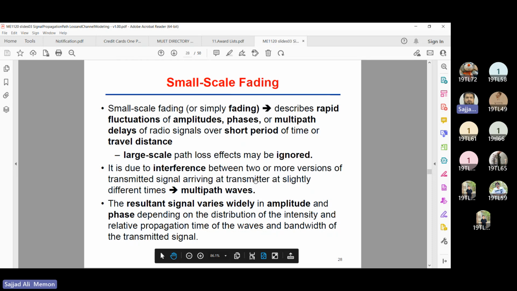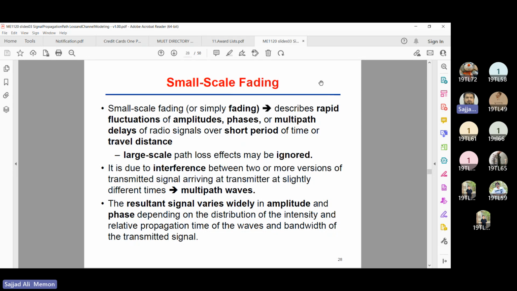So small scale fading, or simply fading, describes rapid fluctuations of amplitudes, phases, or multipath delays of radio signals over a short period of time or travel distance. So the word is small scale fading. Fade means reduction in something, like when we say faded color, it means the color has reduced in its intensity. So fading means reduction in power, basically. So small scale fading means small scale power reduction.